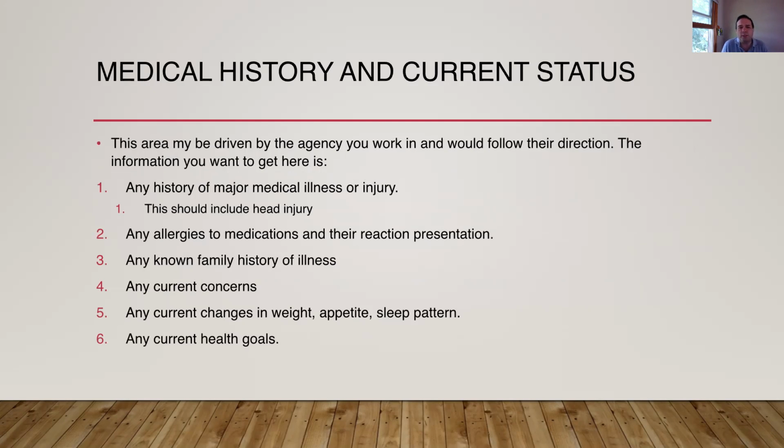So medical history and current status. Now, some people combine this with the mental health. I think you should do 2 sections. I'm sticking to what I gave you in the template. If you were doing this as the combined, you would definitely want to make sure that you are including the concept of illness as mental health, for the lack of a better term, mental illness as well as medical illness or injury. So a lot of times this is driven by the agency.